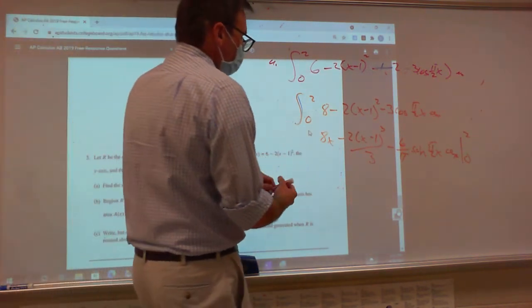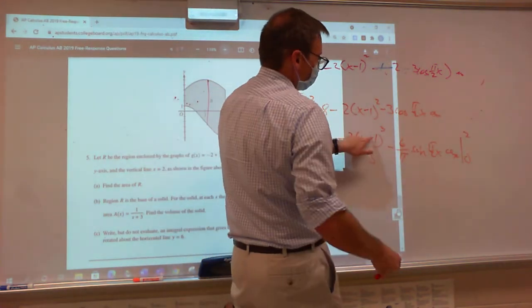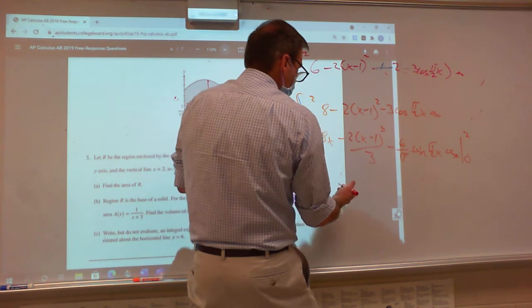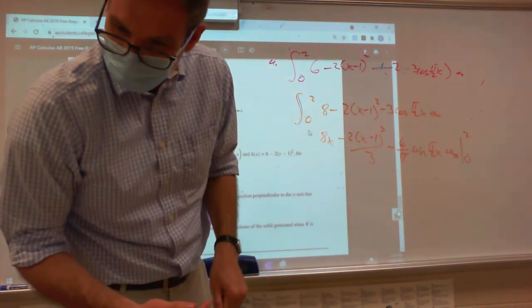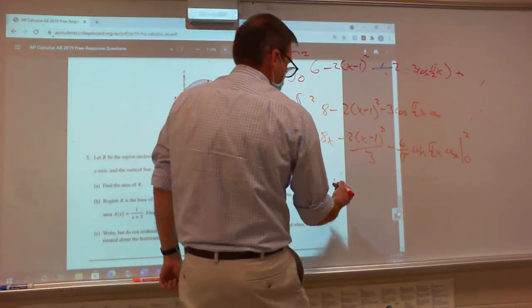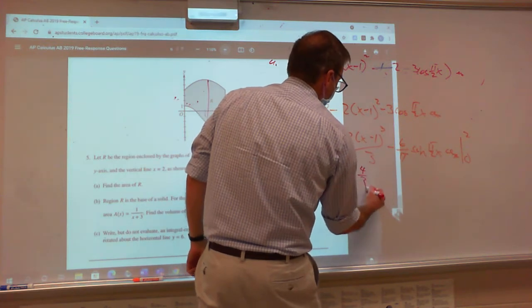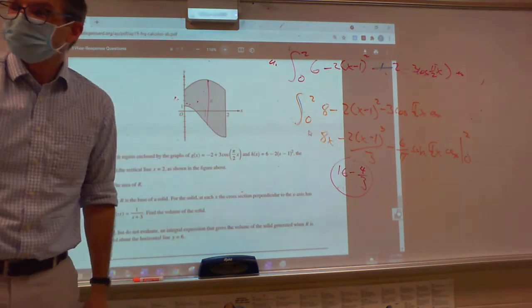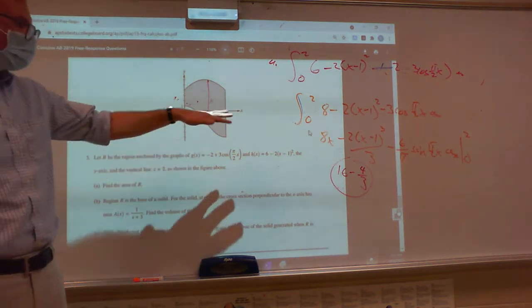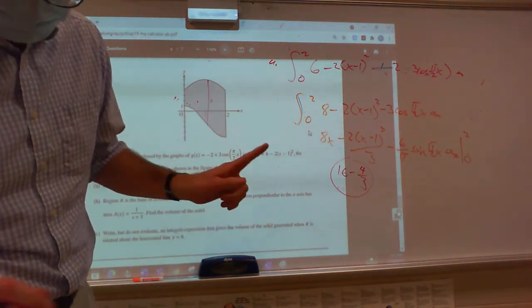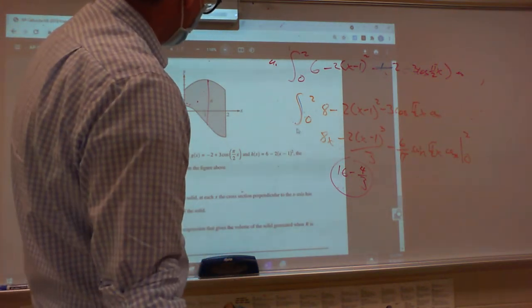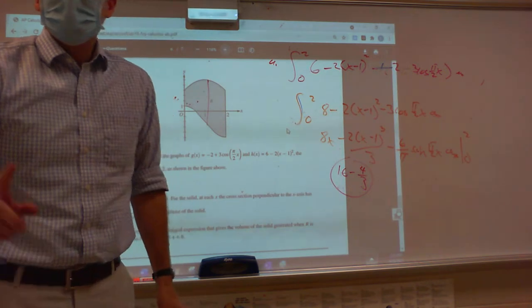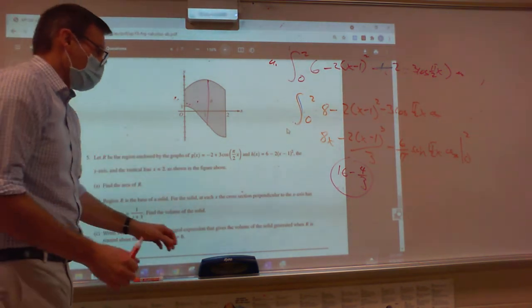It ends up being, after you plug a 2 in, you've got to be careful with the 0. But as far as the computation comes, I got 16 minus 4 pi over 3 for the answer. And you have to be a little bit careful, right? I did want to get to part B, because part B is an easy question if you understand what it's asking. And you may not, I need to make sure we understand what it's asking.